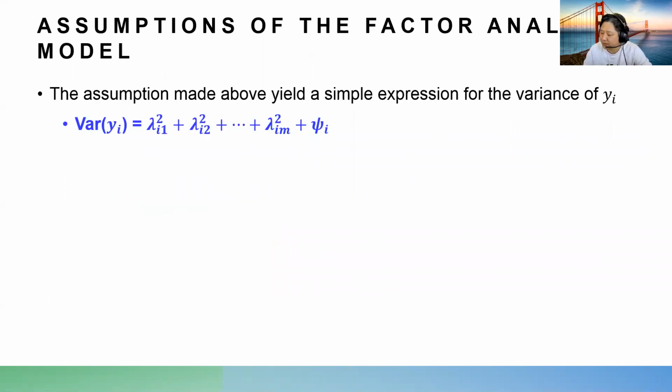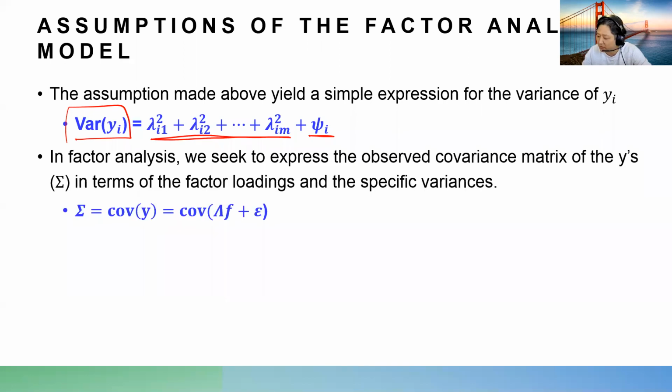The assumptions made above have a simple explanation. The variance of our observed variable is the sum of squared factor loadings plus error variance. The sum of squared factor loadings, this part, is the communality. It's like R square in the regression model. And then this is the error variance.